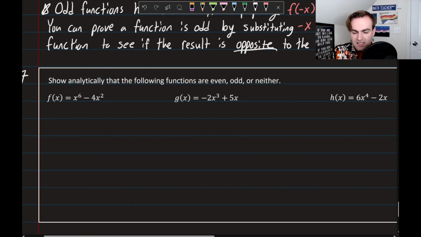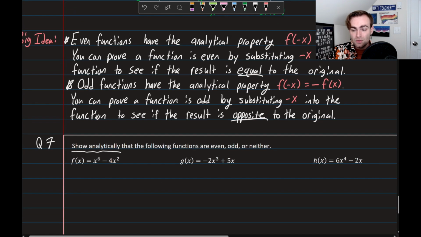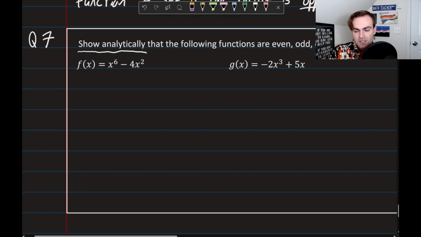So there's a key verbiage here, show analytically. Showing analytically means that part of the solution is your steps, is your process. So it is looking for you to use the analytical property to show that they are odd, even, or neither. So what we're going to do is substitute in negative x and see what happens.